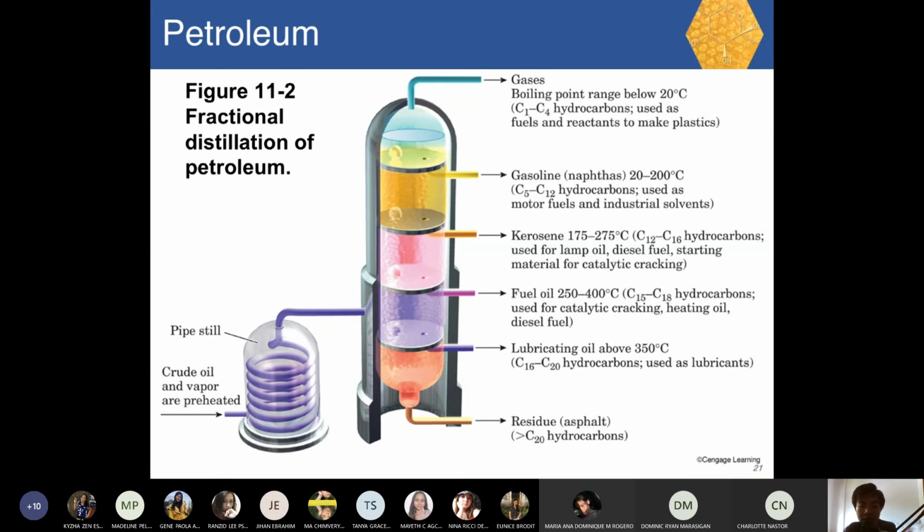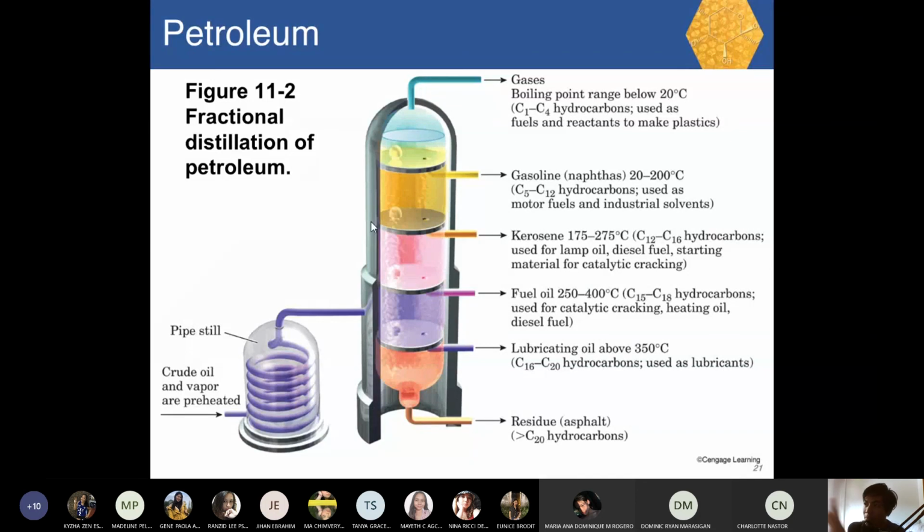Ano ba yung intermolecular force with alkanes, no? So yung CH bond, non-polar yon. So basically, London forces lang meron tayo. So the more atoms you have, the higher London force you have, no? That means the higher the boiling point will be.